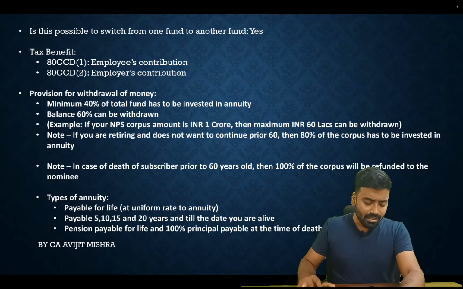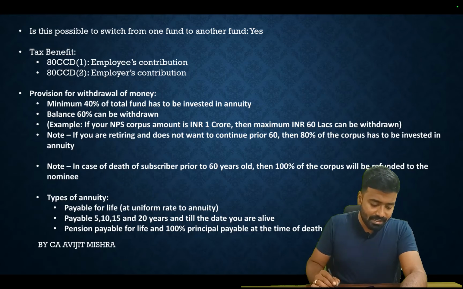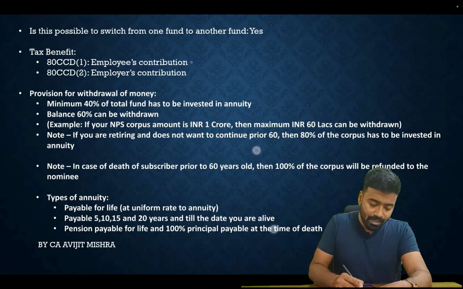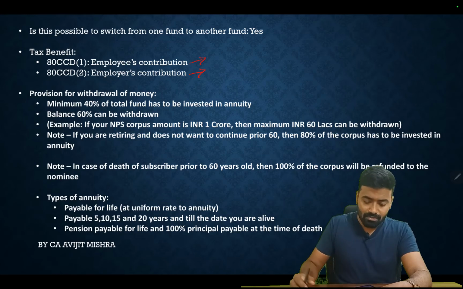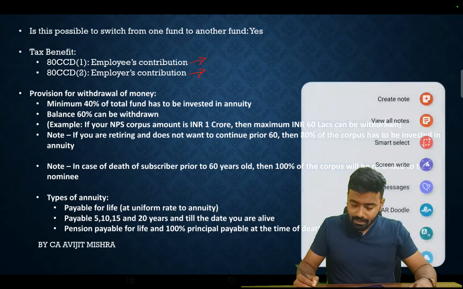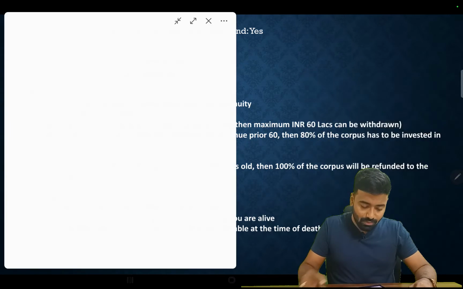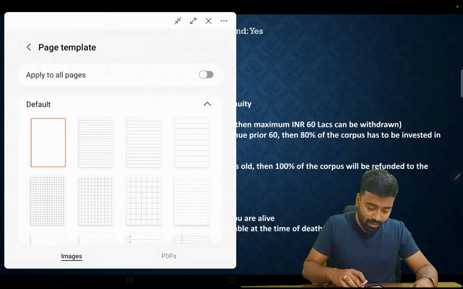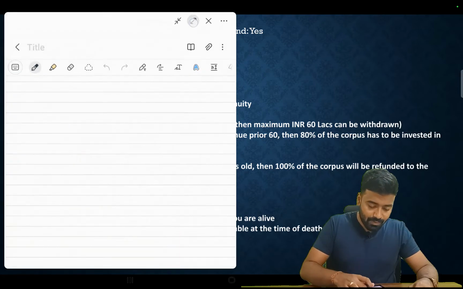The next thing is the tax benefit. You are getting two benefits. One deduction you will get under 80CCD(1), that is the employee's contribution, and another you will get under 80CCD(2), that is the employer's contribution. So let's do one thing. Let's go to the notepad and understand how the benefit is normally obtained in this case.